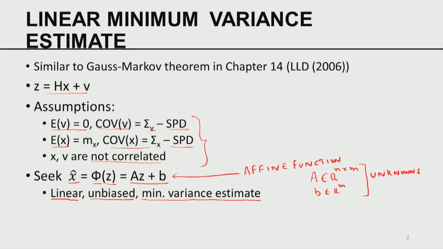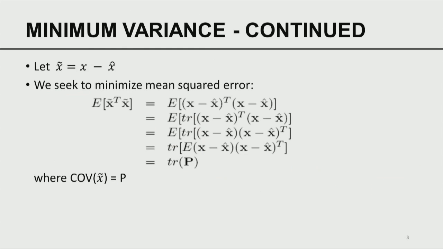I would like to determine A and B such that, if properly chosen, x hat becomes unbiased. If properly chosen, x hat, in addition to being unbiased, is also minimum variance. So we are going to determine two parameters such that the resulting estimate will satisfy two conditions, one being unbiased, another being minimum variance straight away.